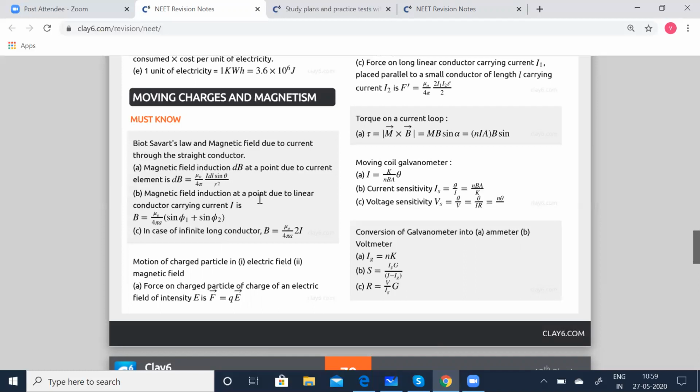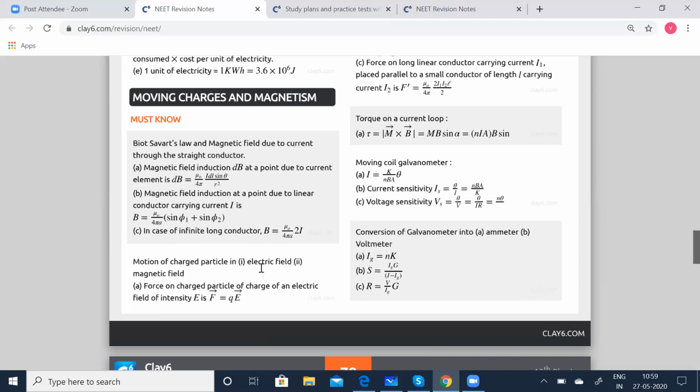Magnetic field induction at a point due to linear conductor carrying current I is given by B equal to mu 0 by 4 pi a into sine phi 1 plus sine phi 2, where a is the radius, because we are going to consider this linear conductor as a circle. So it is going to be 2 pi a, the circular loop. So here r is the radius of the circular loop. In case of an infinitely long conductor, B is equal to mu 0 by 4 pi a into 2 times I, where I is the current.